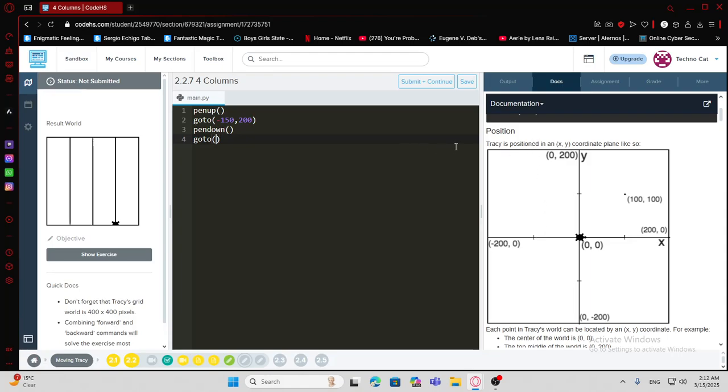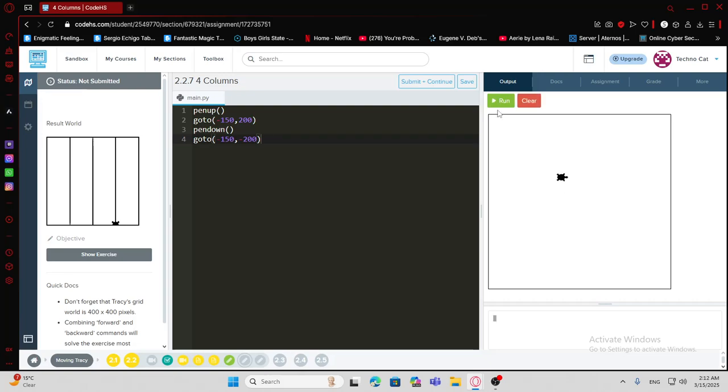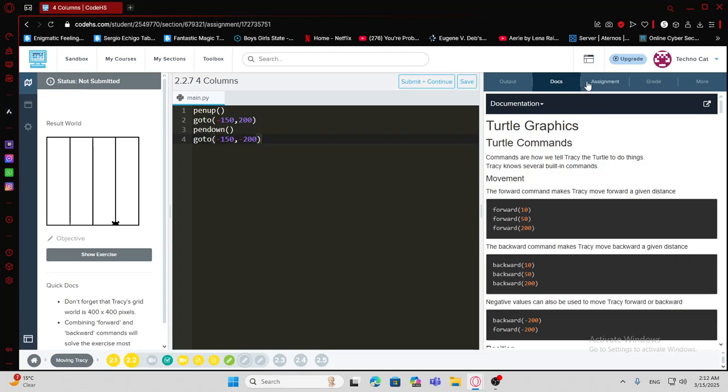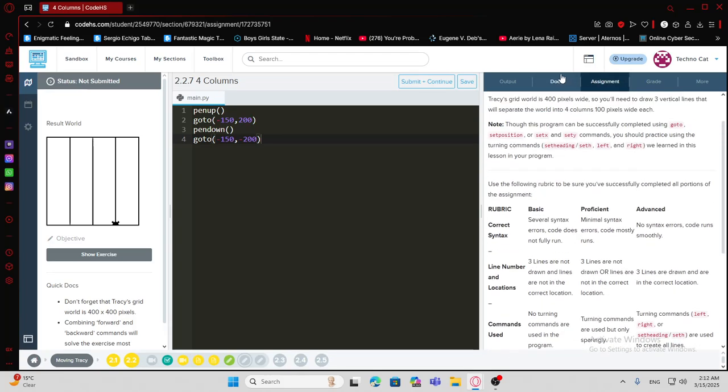To go to the bottom, you keep the 150 because we're still in the same x-axis, but you're going to change the 200 for negative 200 on the y-axis. Does that make sense? Because, again, you went from 200 to negative 200, but you're still in the same x-axis coordinate. So, it should look like this. And there's our first line. Though that does not look quite right.